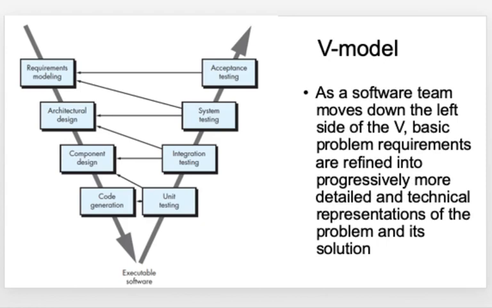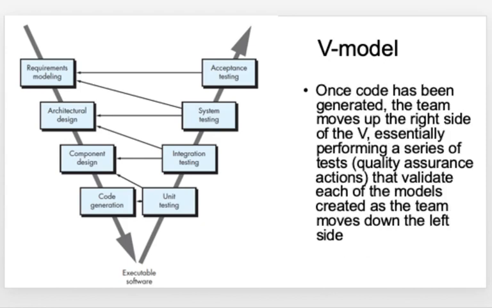As the software team moves down the left side of the V, the basic requirements are refined into progressively more detailed and technical representations of the problem. Once the code is generated, the team moves up the right side of the V. It will perform a series of tests that validate each of the models.